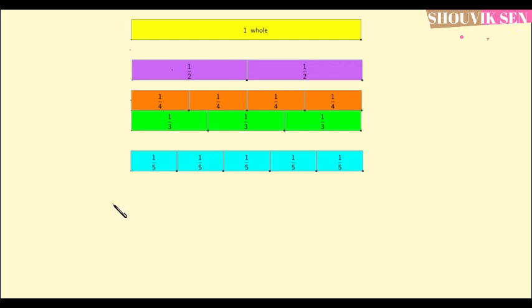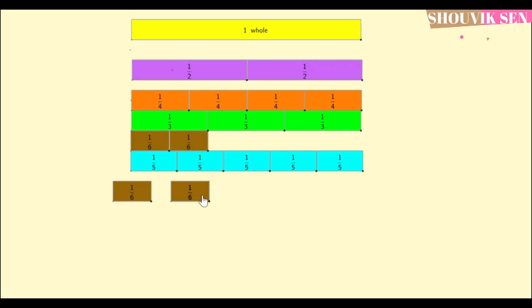Let us introduce 1/6 now. How many do we need to introduce? 6 of them, obviously. And can you guess how many 1/6 will make 1/3? Can you guess? 3 into 2 is how much? 6, right? So 2 1/6 is going to make 1/3, and you will see that this is 1/6. I have kept it just below 1/3, and let us bring another one, and you see that 2 1/6 is making 1/3, right? 3 into 2 is 6.